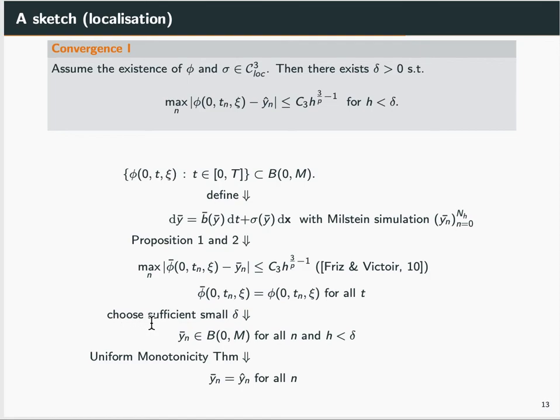Then one can choose a sufficiently small delta such that the numerical scheme for the new RDE is within the ball too. Finally, applying the uniqueness of the uniform monotonicity theorem, we can show y bar coincides with y tilde, which is the implicit Milstein method for our original RDE.